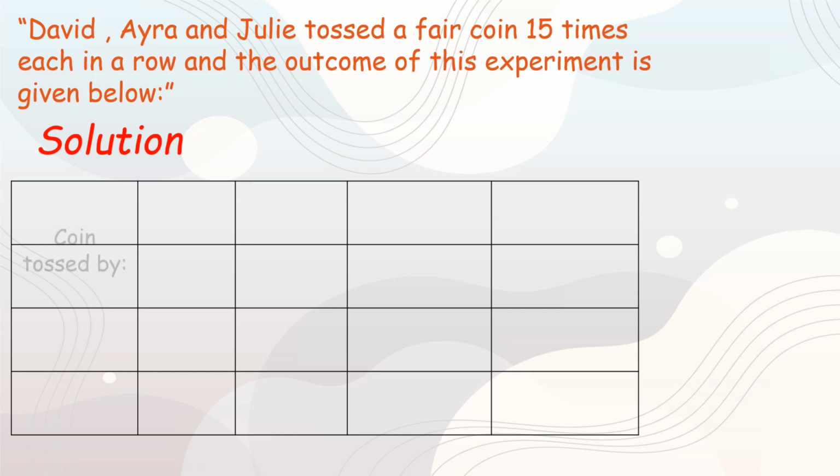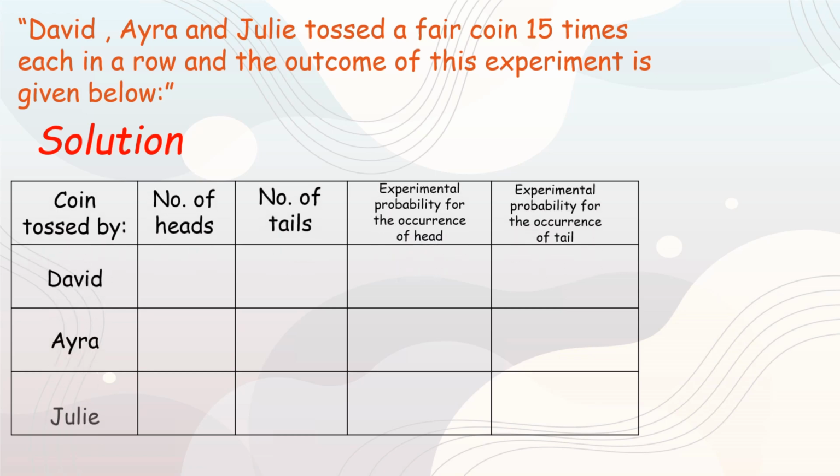So, we have the solution. Coin tossed by David, Ira, and Julie. Number of heads, 6. Number of tails, 9. For Ira, number of heads, 7. Number of tails, 8. Julie, number of heads, 8. Then, number of tails, 7. So, experimental probability for the occurrence of head, and experimental probability for the occurrence of tail.